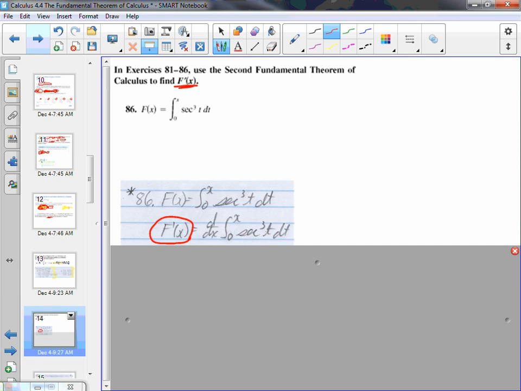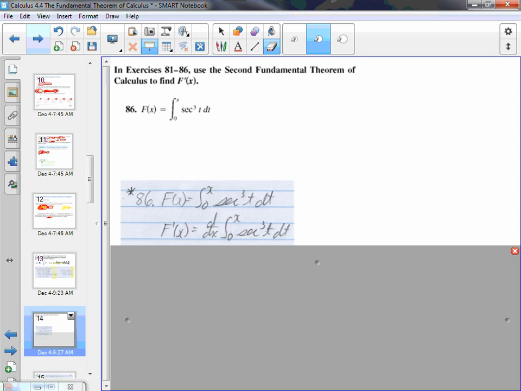That means find the derivative of the integral from 0 to x of secant cubed t dt, and putting the d dx in front also means find the derivative of the integral from 0 to x of secant cubed t dt. So notation's an issue, but make sure you recognize that saying capital F prime of x and saying d dx of that integral mean the same thing. Okay?